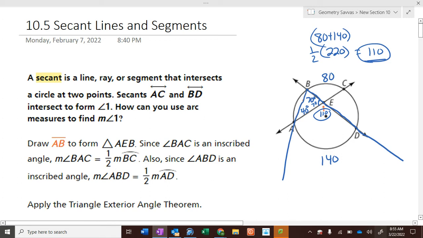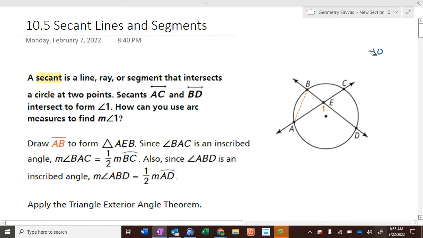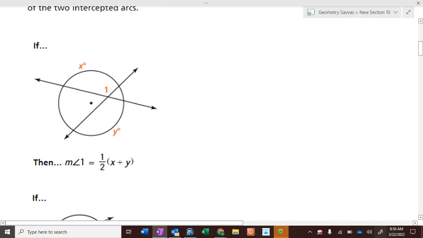Now, if I would change a couple numbers here, if I would make this 60 and this 50, that would make this 100, and this 120, and this 110 here. What's 120 plus 100? 220, which would make this 110. So, we have a little theorem that goes like this. Whatever this angle is, it equals 1/2 of this arc plus this arc.